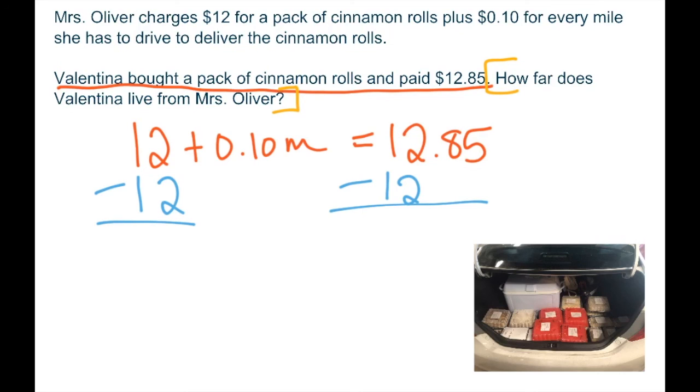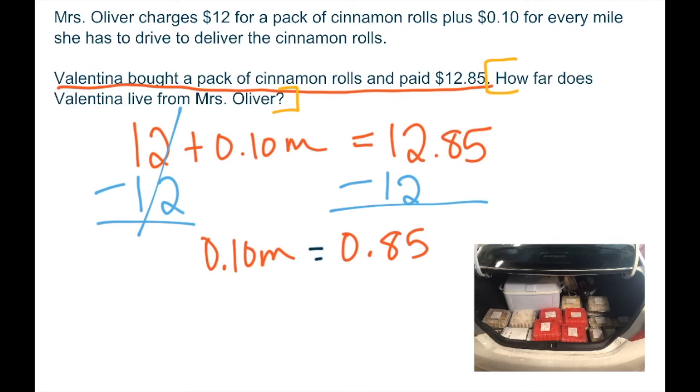When I do that, 12 minus 12 will just give me 0. So I'm left with my 10 cents times m, which is equal to $12.85 minus $12 leaves me with just 85 cents. All right? Now, I'm closer. I'm down to a one-step equation. I've got 10 cents times m is equal to 85 cents.